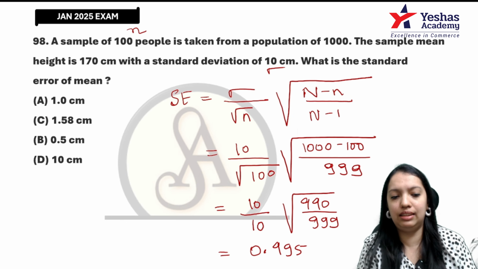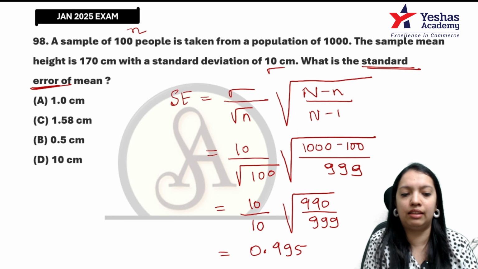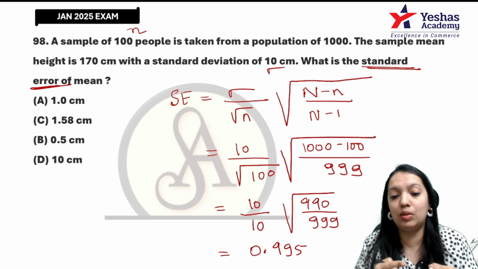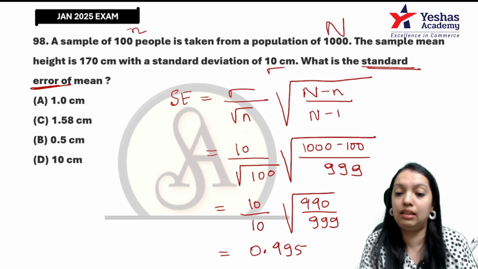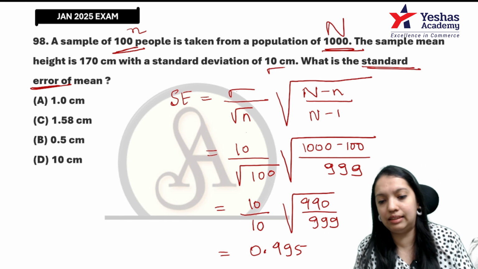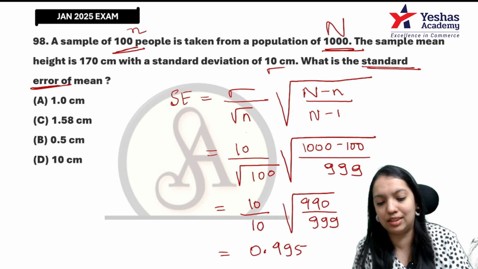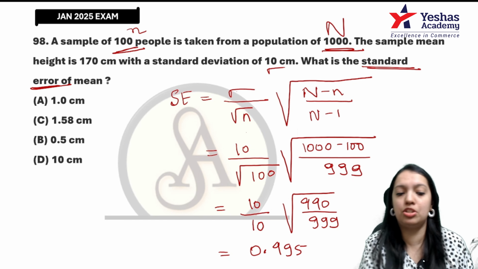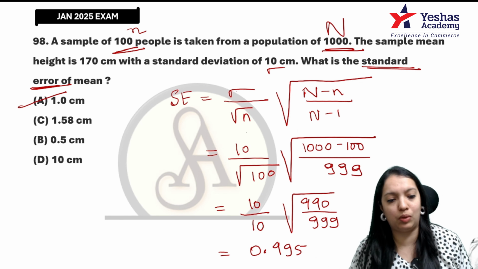Next, for the sample, calculate standard error. There are two formulae for standard error. Please be careful. In this question, we have to apply the formula sigma by root n into square root of capital N minus small n divided by capital N minus 1, where capital N is 1000 and small n is 100. Your answer becomes 0.995. But that is not there in the options. Approximate value is equal to 1.